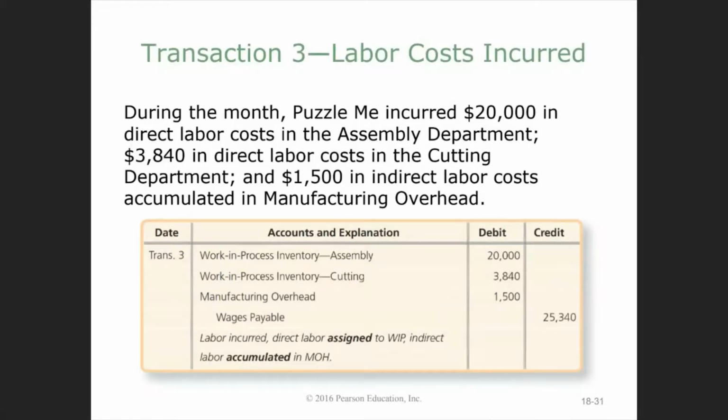And then transaction 3, labor cost incurred. During the month, Puzzle Me incurred $20,000 in direct labor cost in the assembly department, $3,840 in direct labor cost in the cutting department, and $150,000 in indirect labor cost accumulated in manufacturing overhead. So they debited their assembly work in process, debited their cutting work in process, debited their manufacturing overhead, and they credited wages payable.